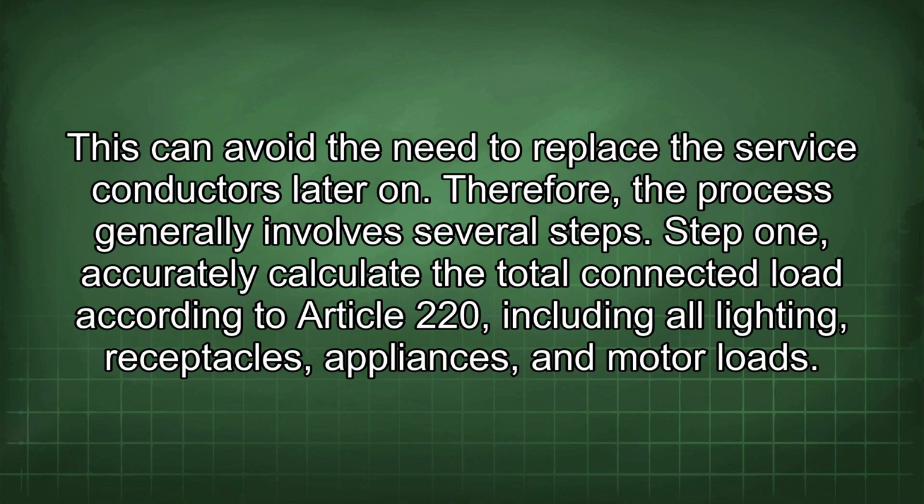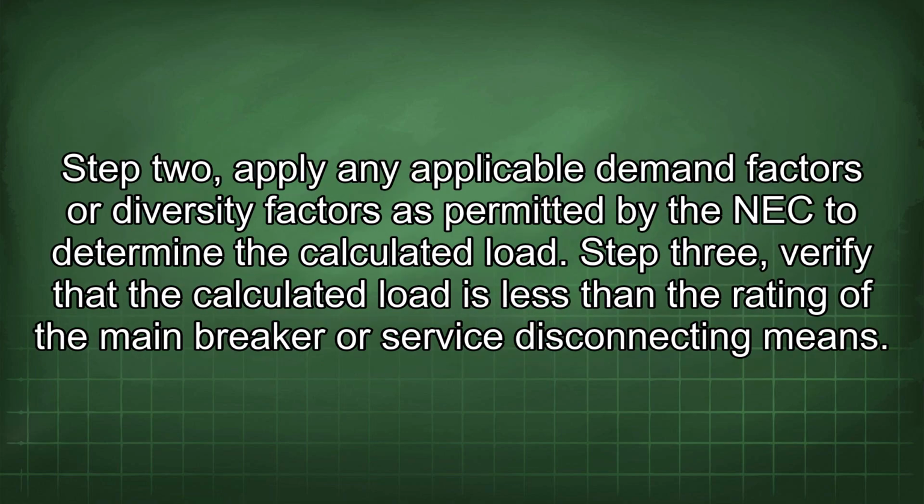Step 1. Accurately calculate the total connected load according to Article 220, including all lighting, receptacles, appliances, and motor loads. Step 2. Apply any applicable demand factors or diversity factors as permitted by the NEC to determine the calculated load. Step 3. Verify that the calculated load is less than the rating of the main breaker or service disconnecting means.